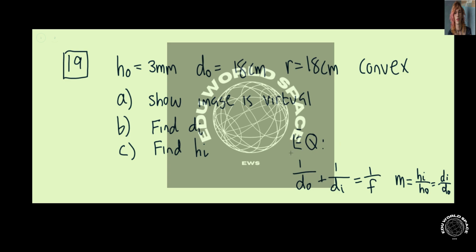The only two equations we'll need for this are the ideal lens equation, 1 over the object distance plus 1 over the image distance equals 1 over the focal length of the lens. We're also going to use the fact that the ratio of heights, which we call m, is equal to the negative ratio of distances for the image and the object.